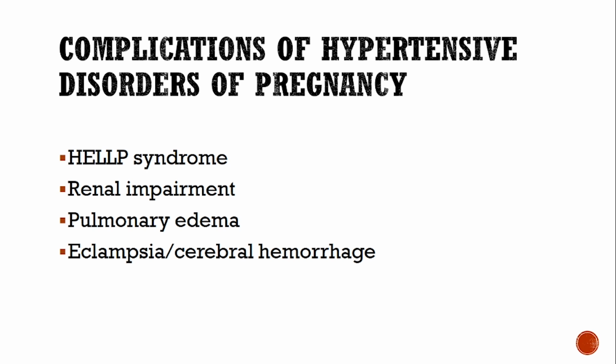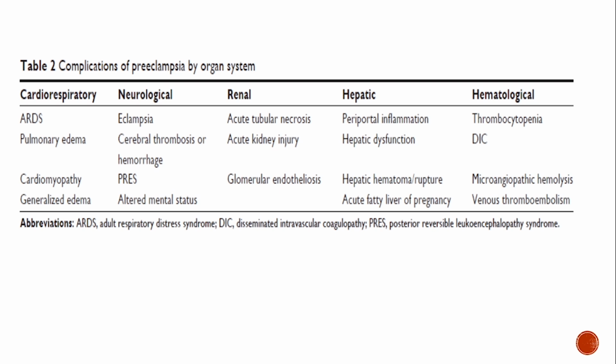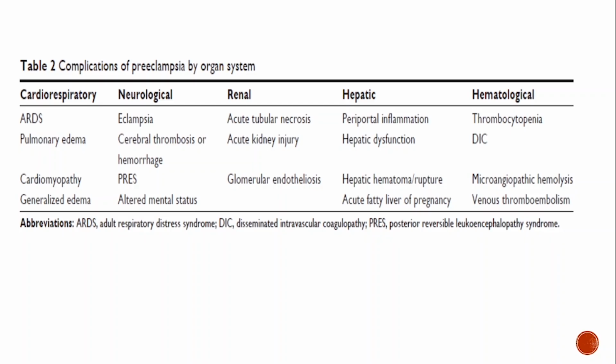These are renal impairment, pulmonary edema, HELLP syndrome, eclampsia, cerebral edema, and there are so many of them. But what is important is that when you look at each of the systems, hematological has its own complications, which can go up to disseminated intravascular coagulopathy; for hepatic, hepatic dysfunction; for renal, up to glomerular endotheliosis. The neurological one is eclampsia, which nobody wants the patient to have, and of course acute respiratory distress syndrome or pulmonary edema, which can be life-threatening if not recognized.